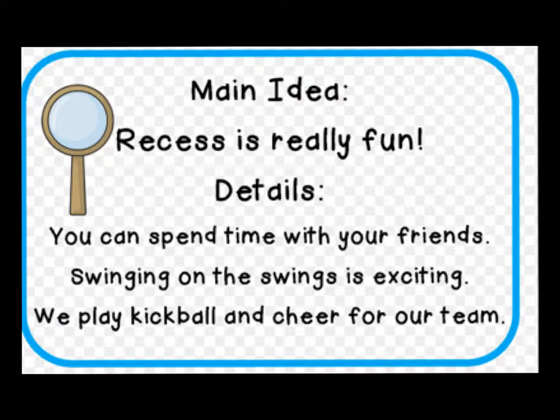For instance, if you had details in there like, I don't like recess, recess is boring, we don't get to go outside and play because it's a red rain day, then those details would not really belong in that paragraph because it wouldn't help prove that recess is fun.